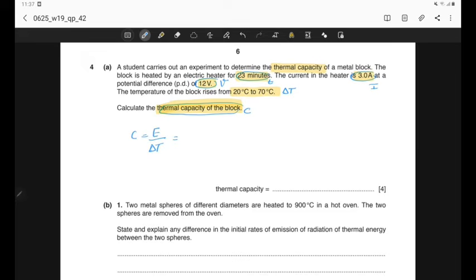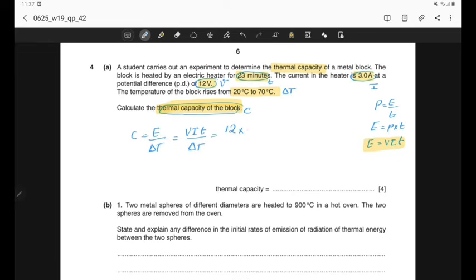Here we can use the equation power is equal to energy over time. From this, energy is power times time, where power is the product of voltage and current. So instead of energy we can write VIt. Energy is the product of voltage, current and time here. So instead of energy we can write VI times t over change in temperature. Now we have all the values.